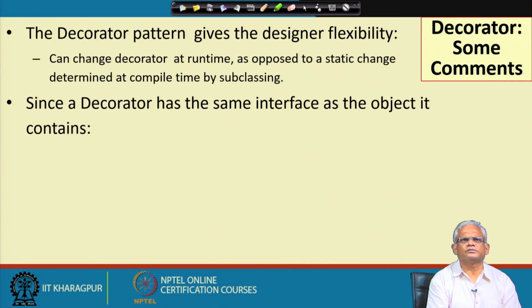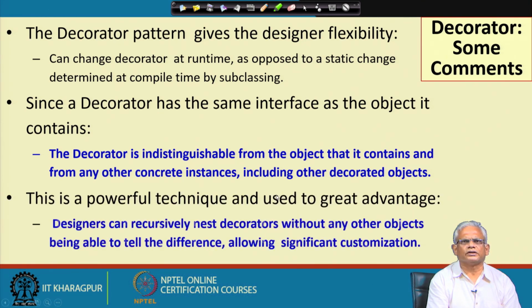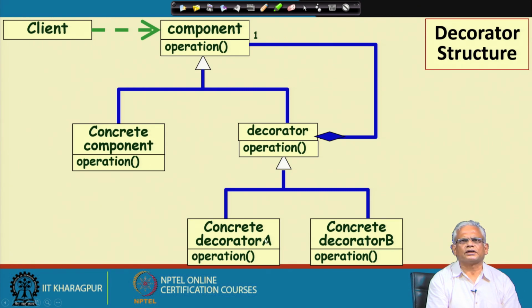The decorator has the same interface as the object it contains. So, the client objects do not even know that a decorator has come and taken the place of the real object. Just like we saw the window, mysteriously additional capabilities appeared for the same object, but it is not the same object. There is a decorator which has come and sat on the real object. The decorator is indistinguishable from the real object, which contains the concrete instances, including the decorated objects. It is a very powerful technique and can be used to great advantage. Designers can recursively nest decorators without any other object being aware of this or being able to tell the difference, and it allows significant customization. Now, let us look at the class diagram.